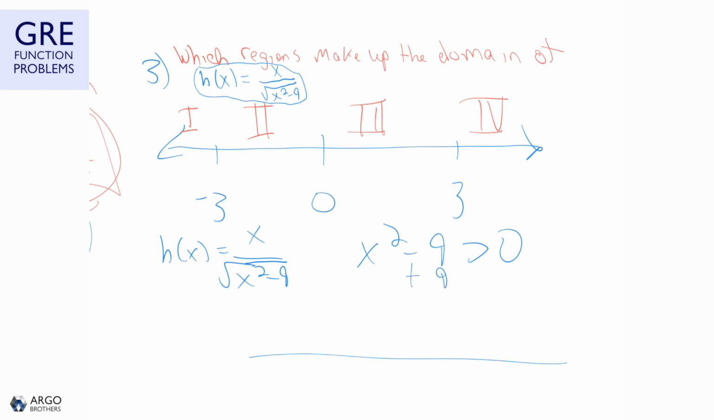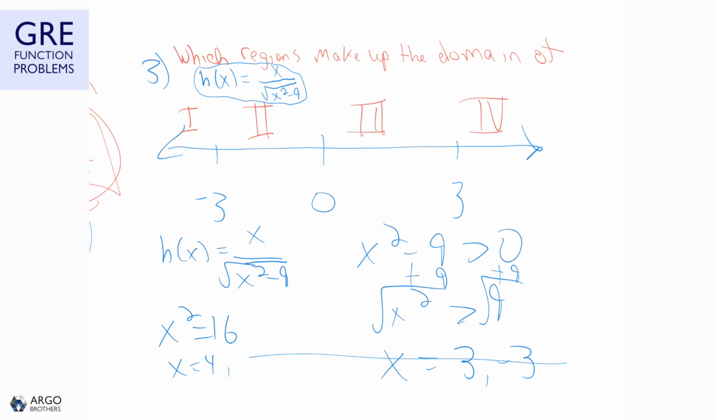So we add 9 on both sides, and we get x squared is greater than 9, and take the square root of both sides. And so now we have x is equal to 3 and negative 3. When you take the square root of a number, you can get the square root as a positive and negative number. That's important to know. So that means that if x squared equals 16, then x equals 4 and negative 4, because 4 squared is 16 and negative 4 squared is 16.